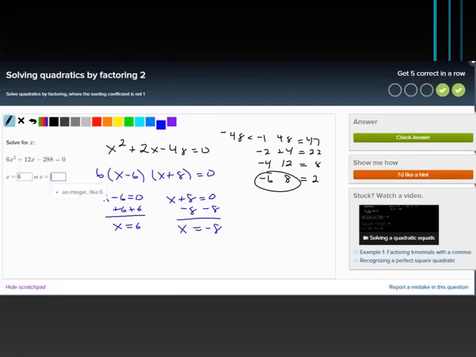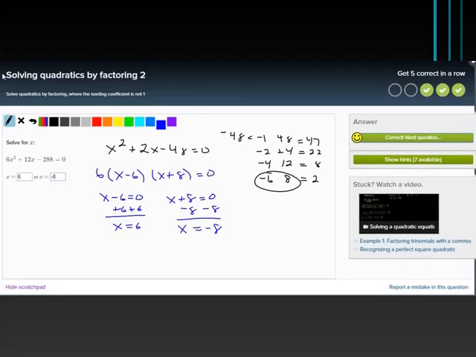Now, normally you would check these to verify it, but I checked in the last example and I got them right, so I'm pretty confident that I've got this one right. Check answer. And we're done.